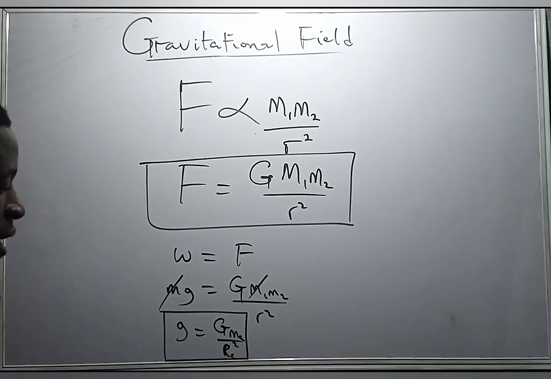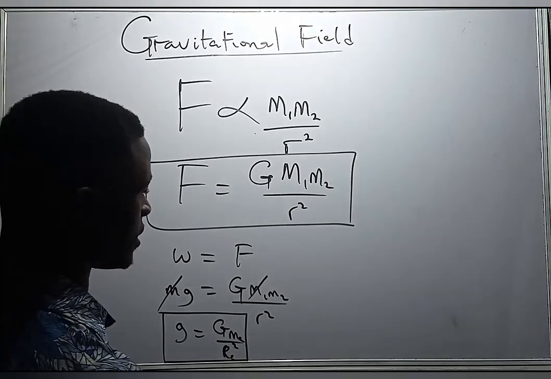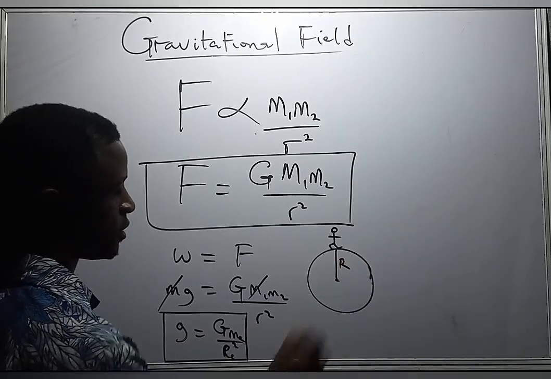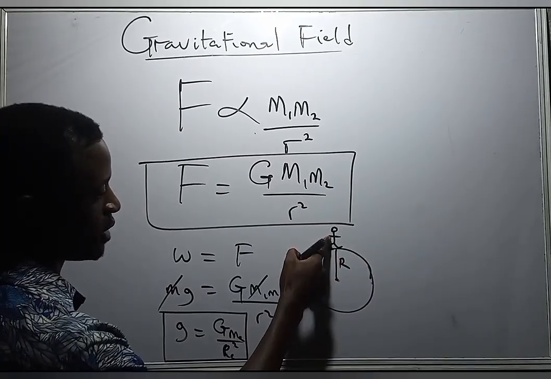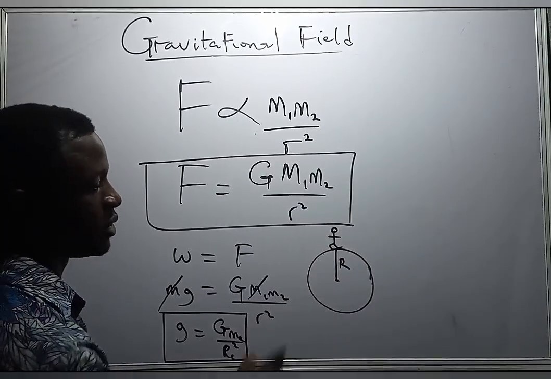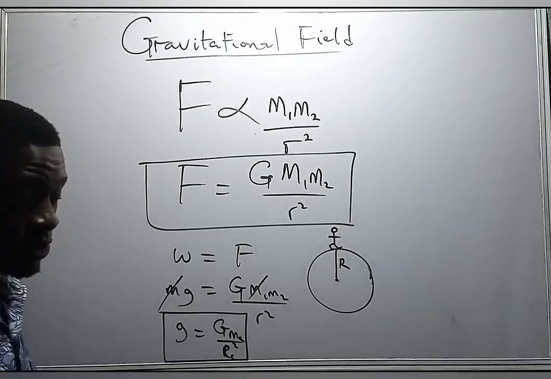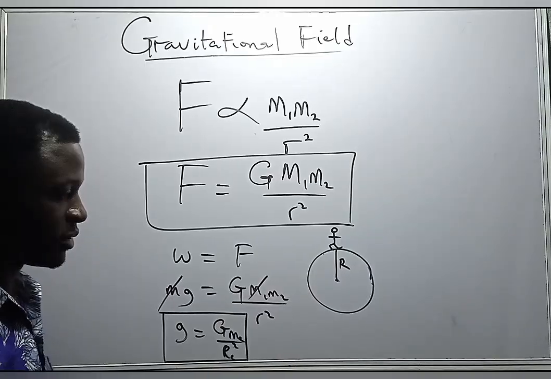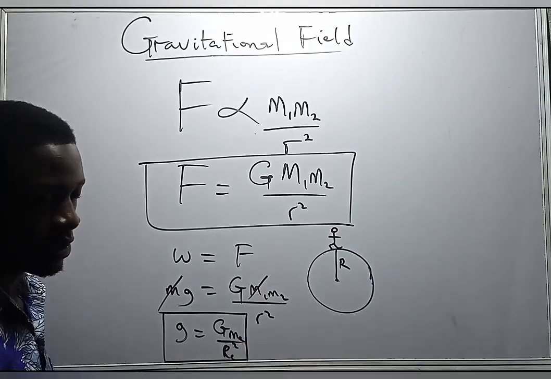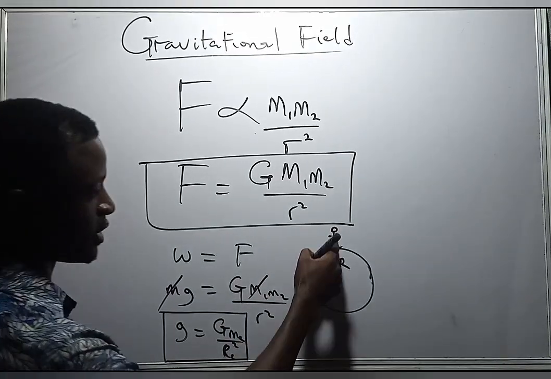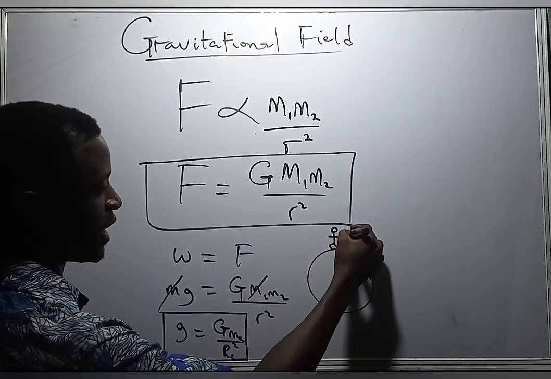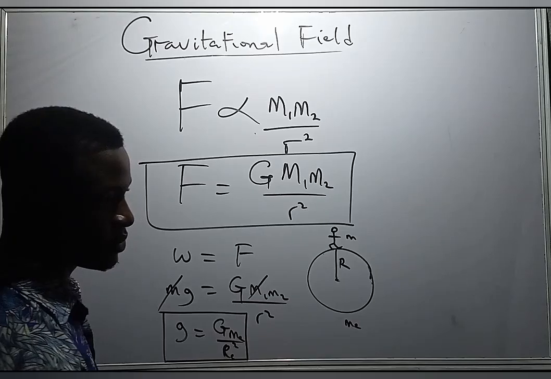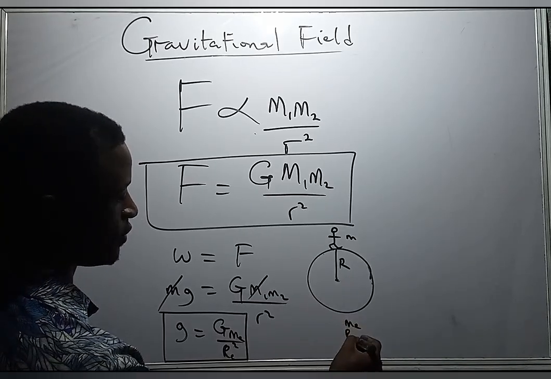Let me also point another thing out. Let's assume this is the Earth and this is the radius of the Earth. So this individual is on the surface of the Earth, the same way everybody is on the surface of the Earth. The houses you live in, you yourself, are on the surface of the Earth like this. It's expected that this person has his own mass. Remember, the Earth has its own mass also, and this is the radius of the Earth.